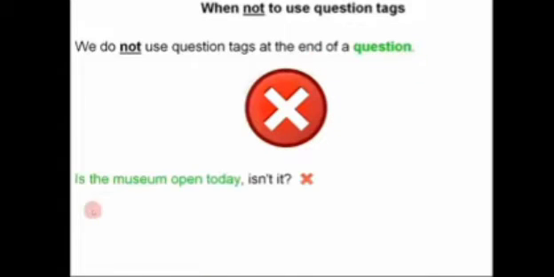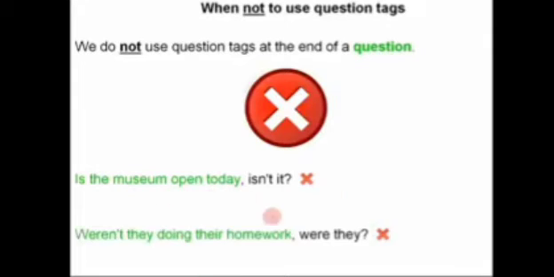When not to use question tags. We do not use question tags at the end of a question. It is wrong to use a question tag at the end of a question. Remember that I told you that a question tag is used at the end of a sentence or statement. In this example, is the museum open today, isn't it? This is wrong because the part in green, is the museum open today, is a question already. It doesn't require a question tag.